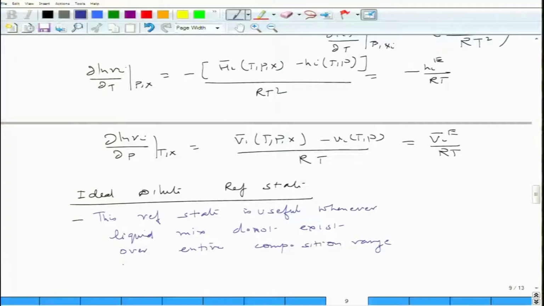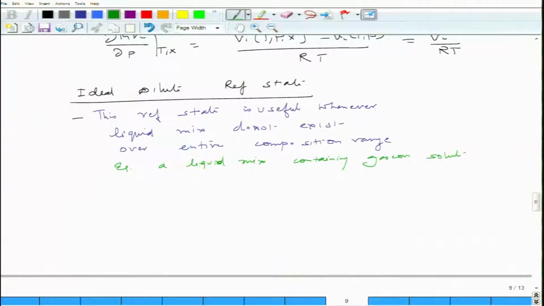So, we need to change to a different reference state, and that is where the ideal dilute reference state comes into the picture. As I was saying, consider a liquid mixture containing a gaseous solute. Let us say the scenario is that the critical temperature of the solute, which is 2, is much less than T of the system. This implies that a liquid phase cannot exist as the composition of 2 approaches one.